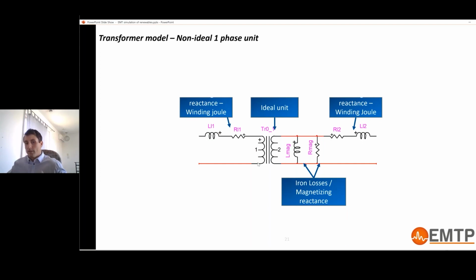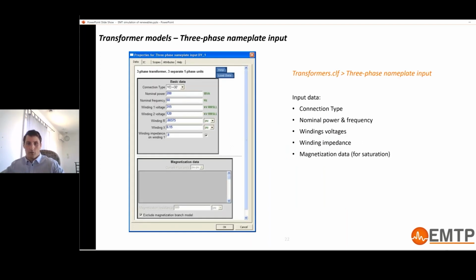Because what happens when you have a delta is that you have some harmonics trapped in the delta, and it will not be so easy to estimate them. In a future version of EMTP, probably not the next one, but the one after, we will give the option to enter directly the VI curve for any connection. And so we'll apply this transformation automatically.